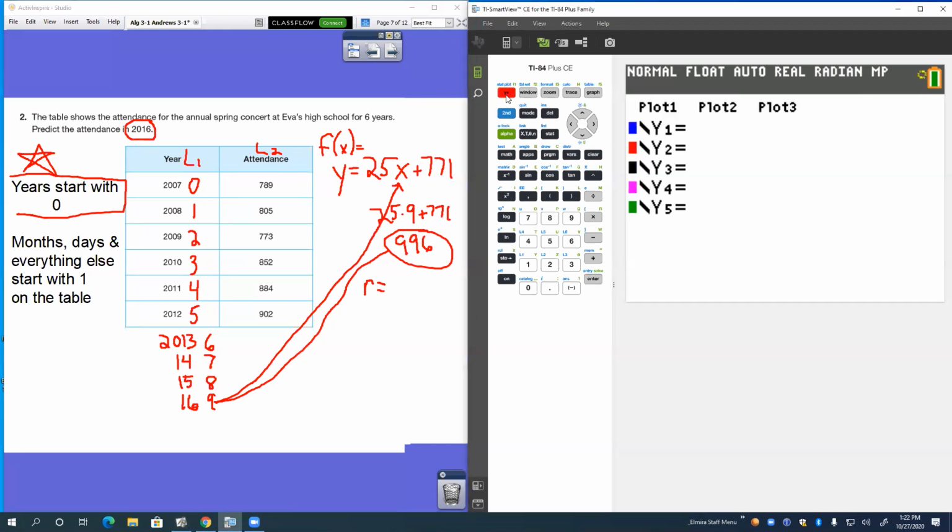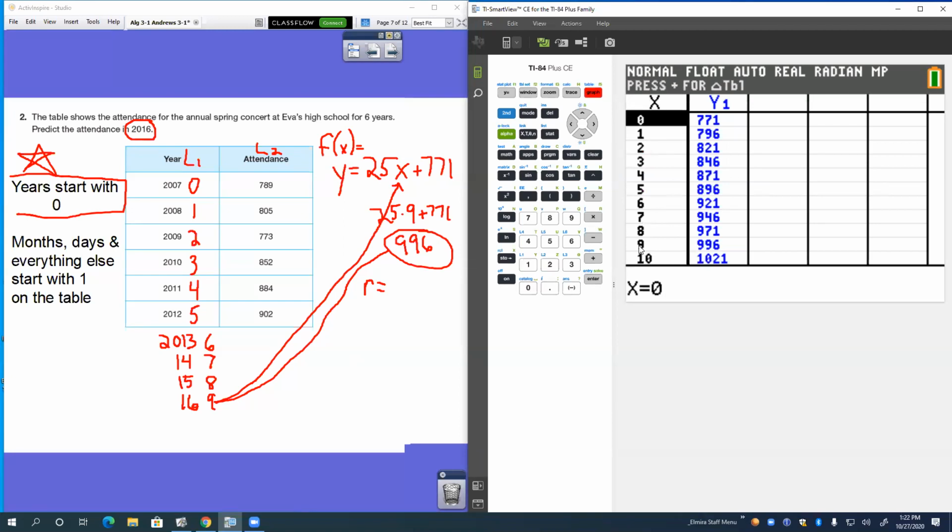You could do y equals and type in your linear regression equation, 25x plus 771. We could type that into our y equals and then do second and table. And we could go down to year number 9 and notice that again, it is 996. So two totally different ways that you could do it. You could either sub in your 9 for the x or type it into your y equals and look at the table. Either way is fine.